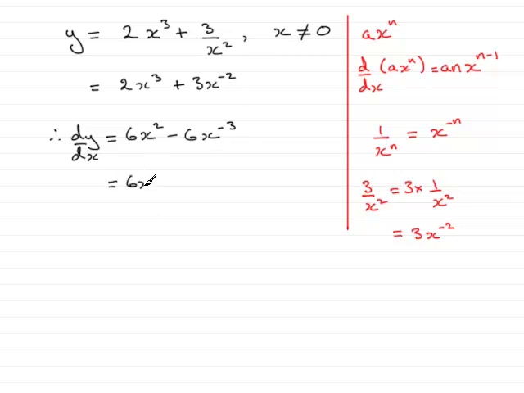So I've got 6x squared, and then for this term, this is minus 6 times x to the minus 3. So x to the minus 3 is 1 over x cubed. So it's 6 times 1 over x cubed. And if I carry out that multiplication, you're going to get 6x squared minus 6 over x cubed. And there you have the answer. And that brings us to the end of this part of the question.